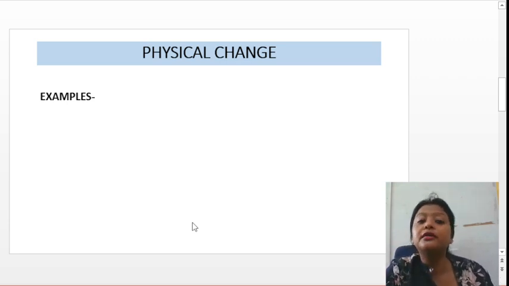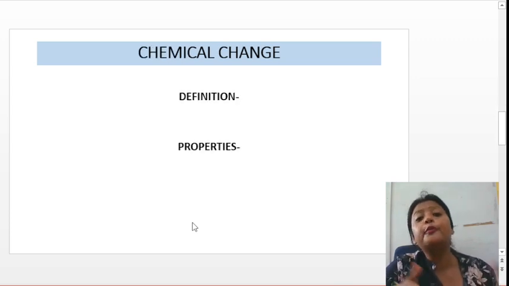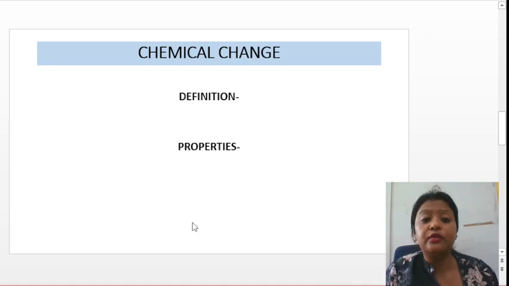So these are all coming under physical changes. Fine. Now coming to the chemical change. It's just the opposite of physical change. In chemical change, there is a change in the internal property.